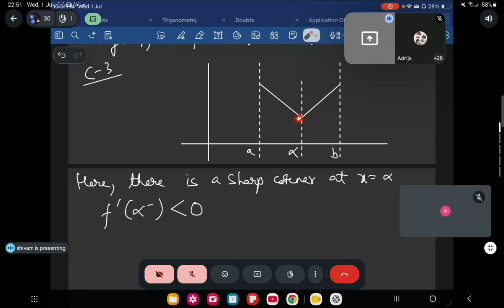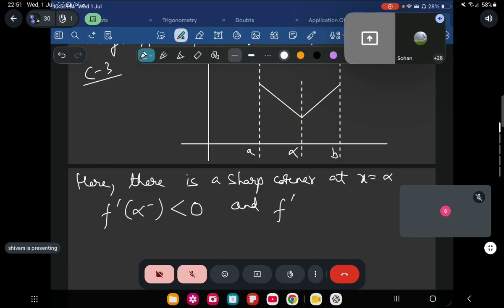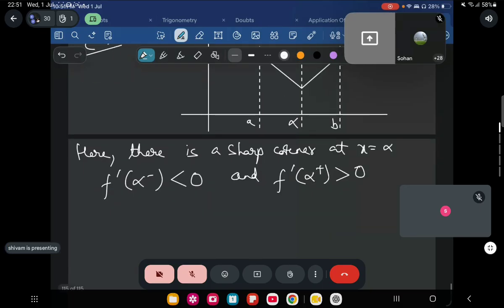Before alpha, the function is decreasing. So f dash alpha minus will be negative. And f dash alpha plus is positive. Right. So does the derivative exist at alpha?